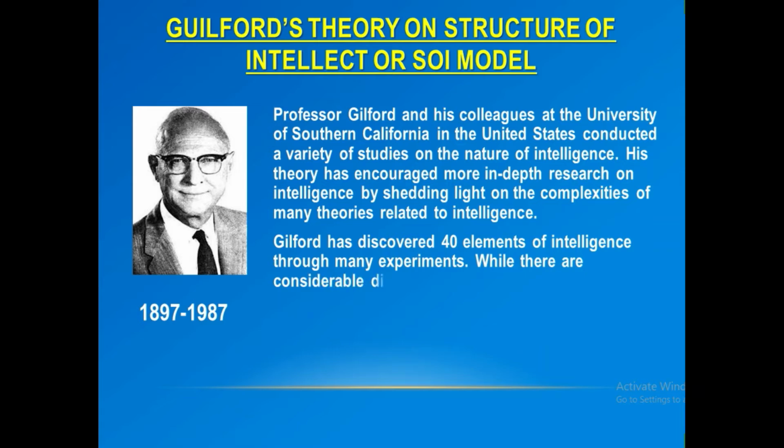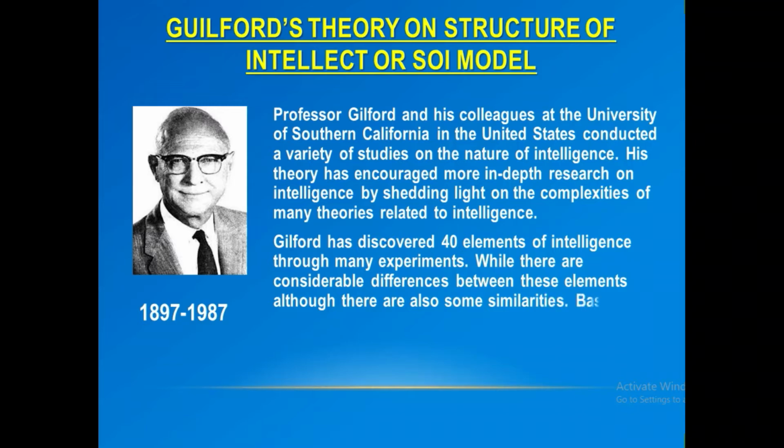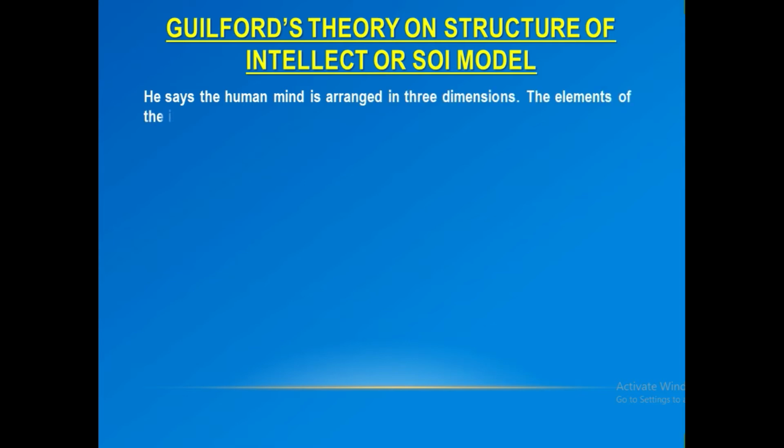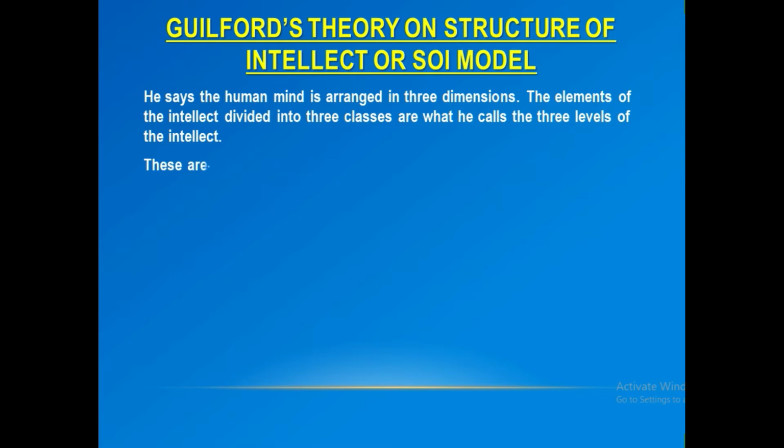While there are considerable differences between these elements, there are also some similarities. Based on these similarities, he divided the elements into three classes. He says the human mind is arranged in three dimensions. The elements of the intellect divided into three classes are what he calls the three levels of the intellect.